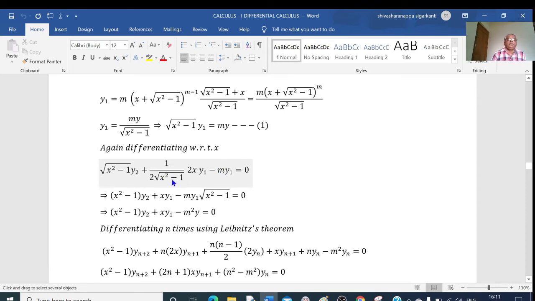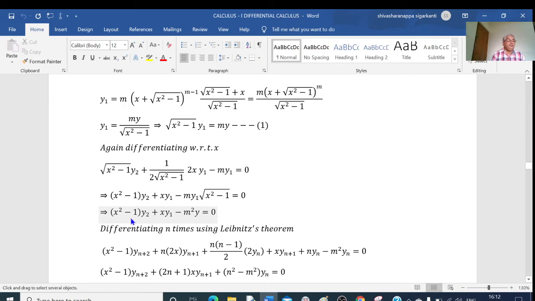Again multiplying throughout by root of x² − 1. This becomes just (x² − 1) into y2 plus, 2 gets cancelled. Here I am getting x into y1 minus m into y1 into root of x² − 1. But here root of x² − 1 into y1 is nothing but my. So therefore this becomes my. That means m into my is m² into y is equal to 0. This is the equation in terms of y, y1, y2.